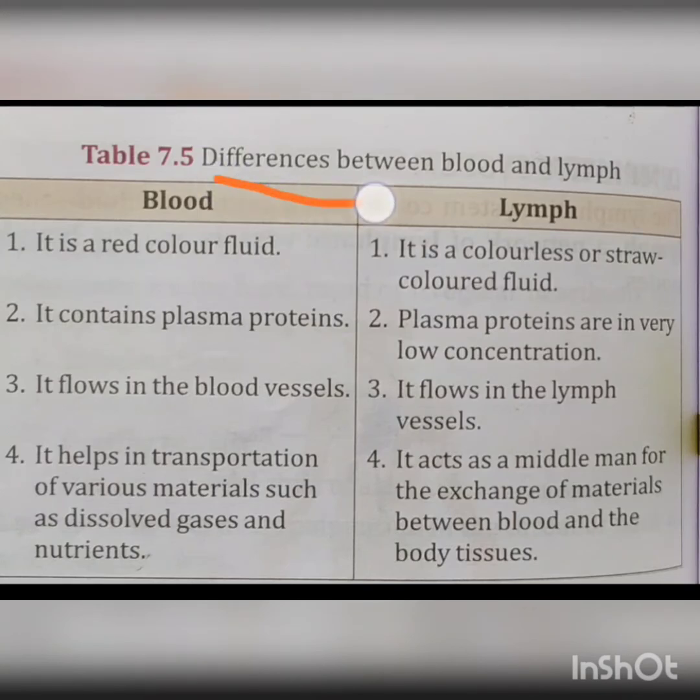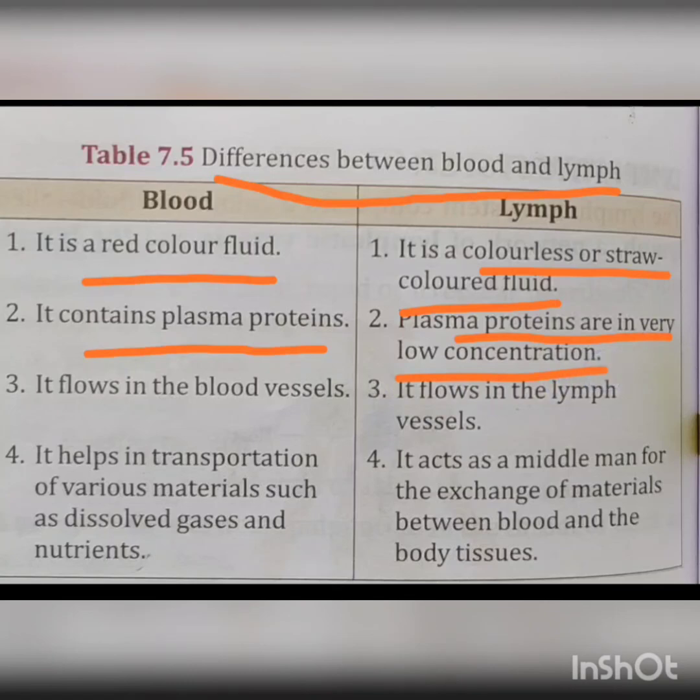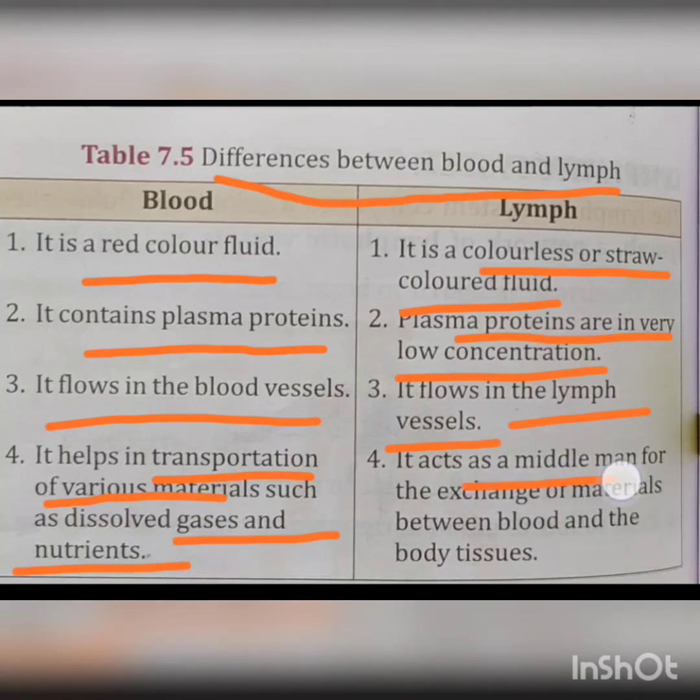The differences between blood and lymph. Blood is a red color fluid. Lymph is colorless or straw-colored. Blood contains plasma proteins. Plasma proteins are in very low concentration in the lymph. Blood flows in the blood vessels. Lymph flows in the lymph vessels. Blood helps in transportation of various materials such as dissolved gases and nutrients. Lymph acts as a medium for the exchange of material between blood and the body tissues.